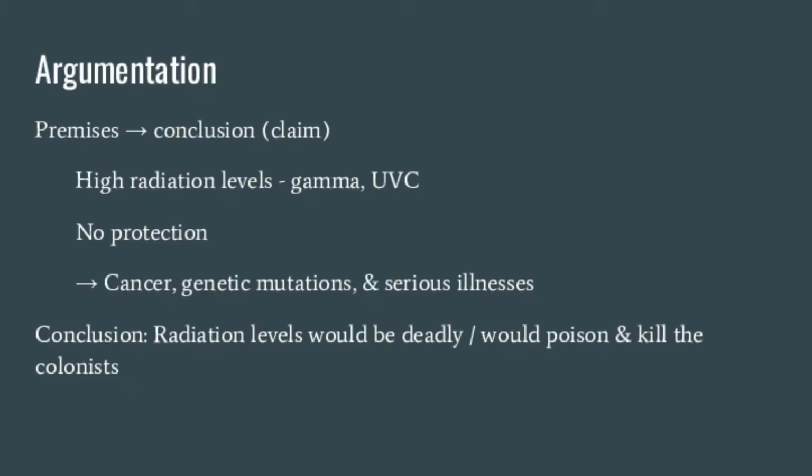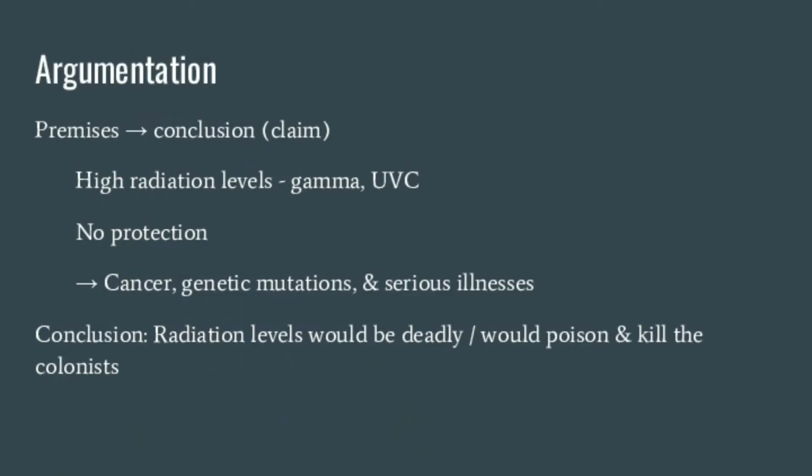So you could structure it like this. You've got your premises. One premise is the high radiation levels. Another premise is the lack of protection, and how that's a problem. And the third premise is going to be the health risks, that it would cause cancer, mutations, serious illnesses, death, and inability to have children on Mars. So conclusion: radiation levels would be too deadly, would poison and kill the colonists.